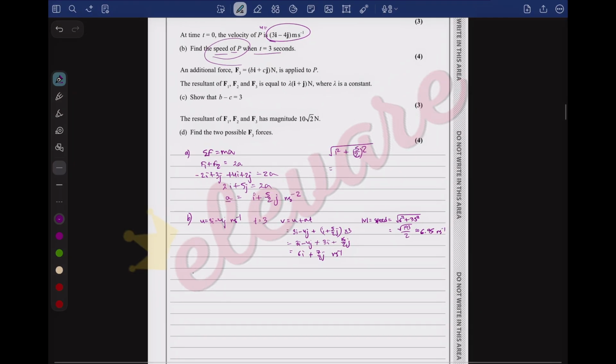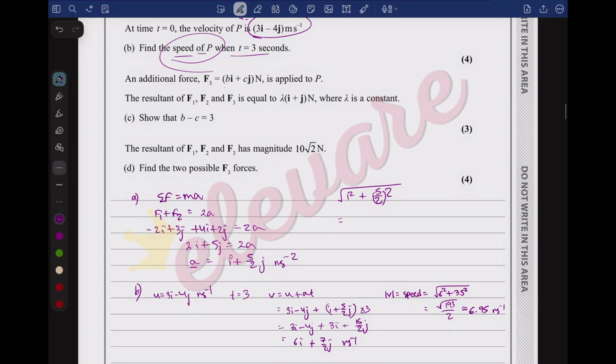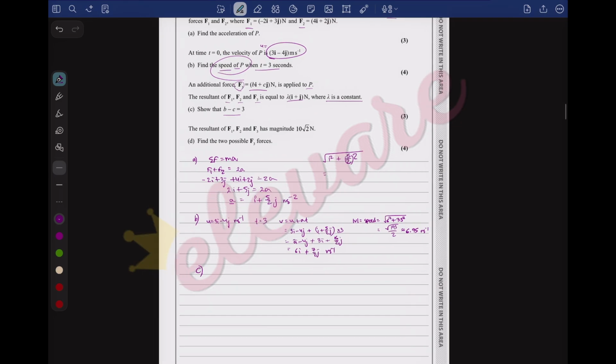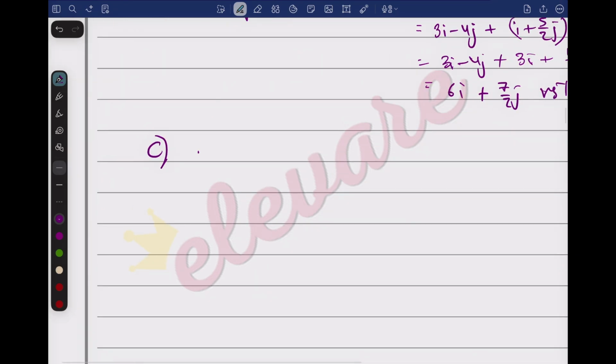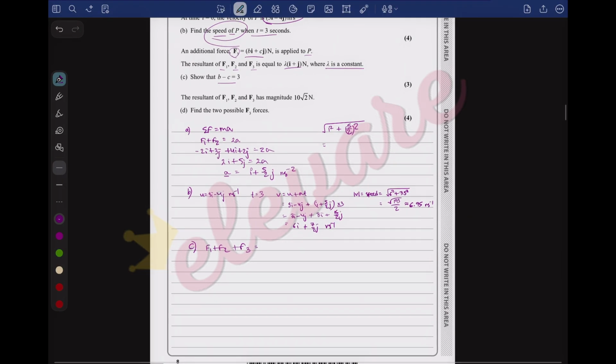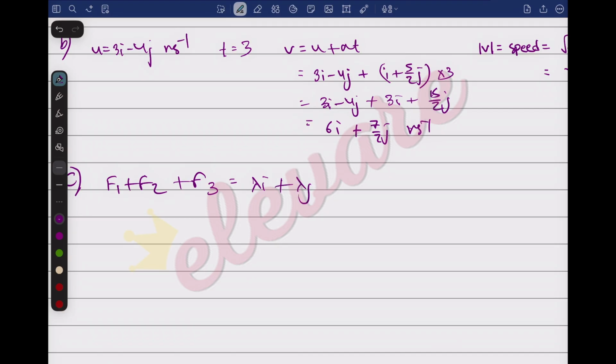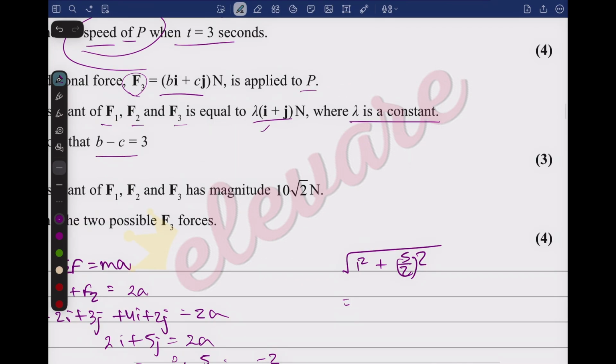Okay, for part C. An additional force F3, Bi plus Cj, is applied to P. The resultant of F1, F2, and F3 is equal to this, where lambda is a constant. Okay, good to know. We have to show that b minus c is equal to 3. So now we have an additional force, and the new resultant of all the forces F1, F2, and F3 is this right here. Okay, so with the given information, we can already write something like this down. F1 plus F2 plus F3 equal to lambda i plus lambda j. We just multiplied the lambda inside, okay?